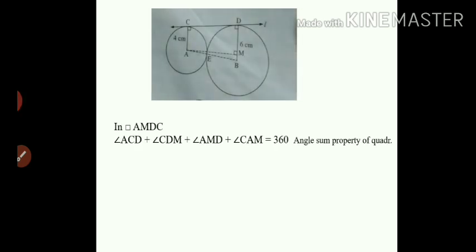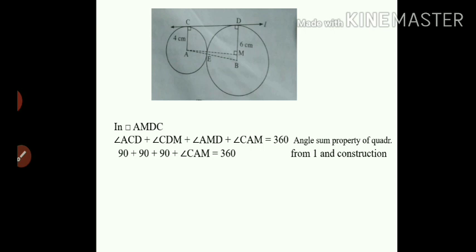So now see, in quadrilateral AMDC, angle ACD means angle C which is 90, angle CDM means angle D again which is 90, and angle AMD, M, is also 90 because by construction AM is perpendicular to BD, plus angle CAM. All four angles of this quadrilateral total 360, by the angle sum property of quadrilateral. I'll put the values: 90 plus 90 plus 90 plus angle A will be 360.